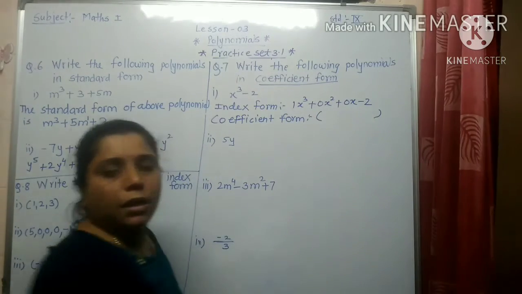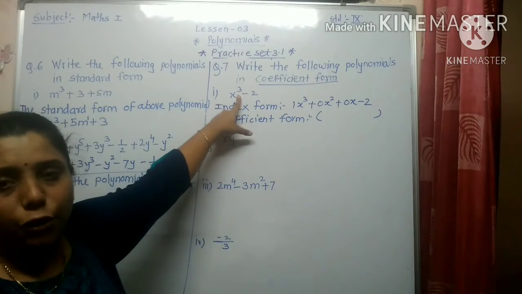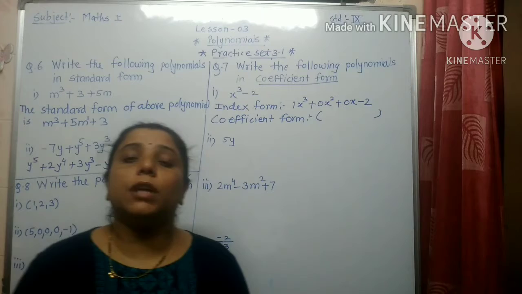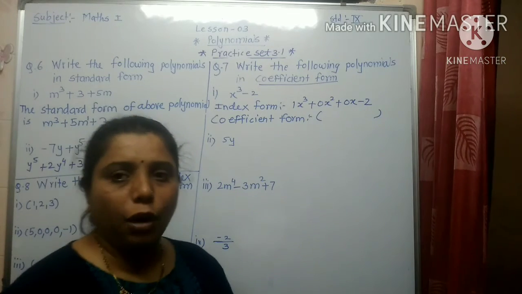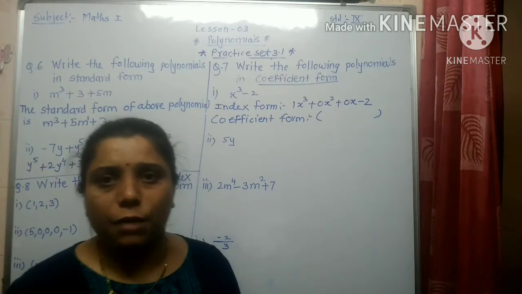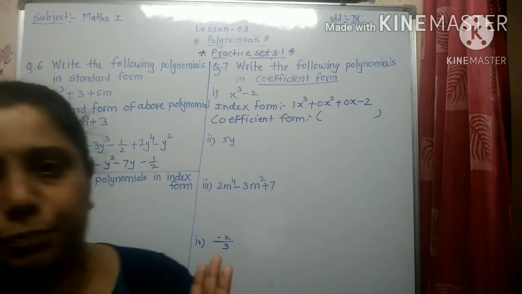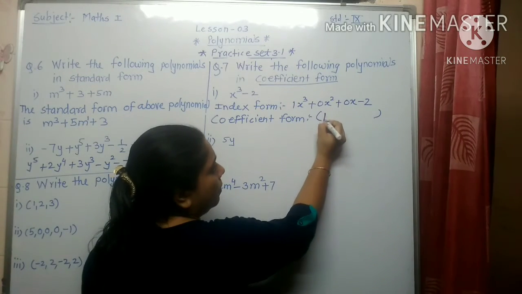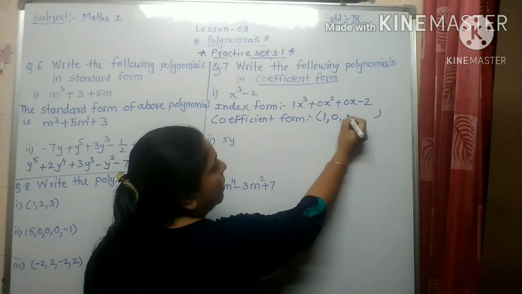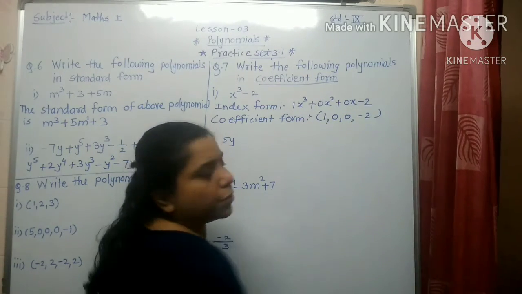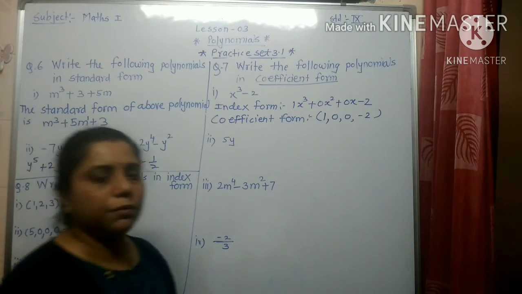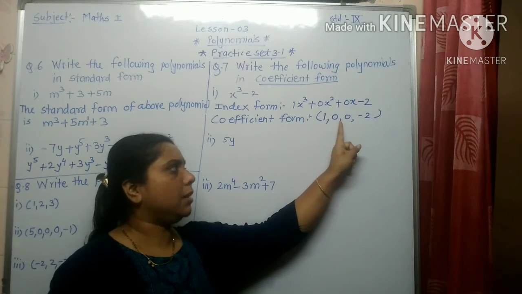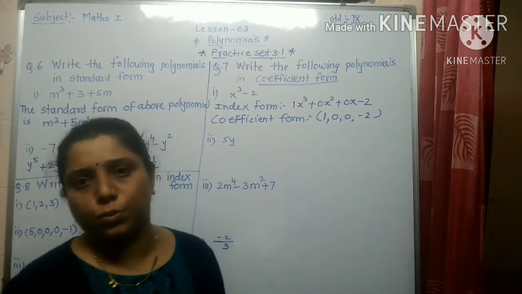First, this is the standard form of the polynomial. Before writing the coefficient form, we write the index form of the given polynomial. In the index form, we write all the missing terms which are not included in the polynomial. Now the coefficient form: what is it? 1, comma 0, comma 0, comma minus 2. So the coefficient form of the given polynomial, in round brackets, is (1, 0, 0, -2).